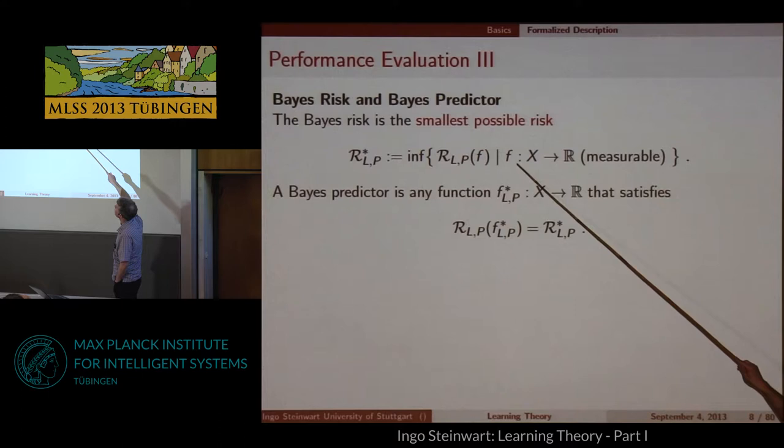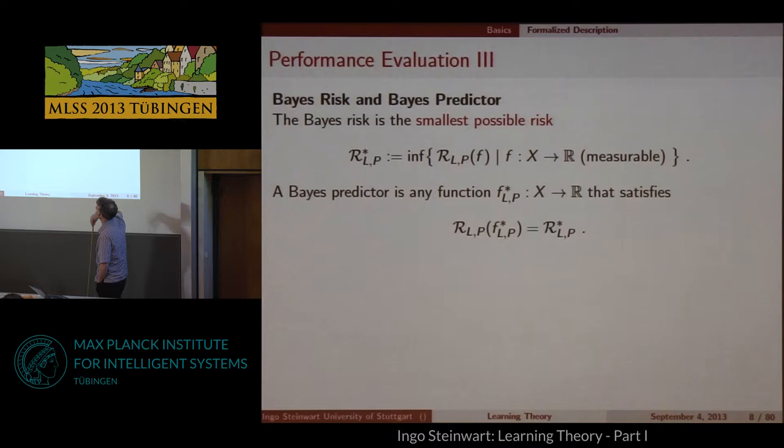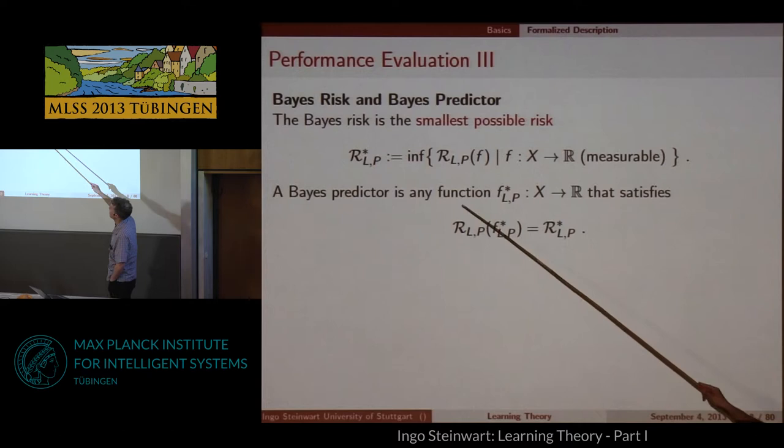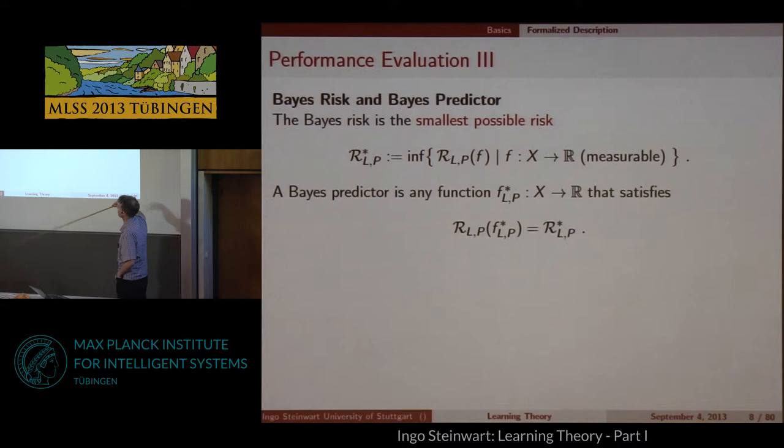We consider all predictors. We consider the risk of these predictors, and then take the infimum, or if this infimum is attained, just the minimum. So R_L^* is the smallest risk we can get by predictors of an arbitrary form. And if this infimum is attained by some function f_L^*, then we call this function a Bayes predictor. So a Bayes predictor is a predictor which achieves the smallest possible risk.